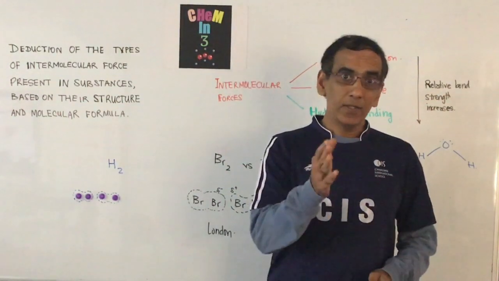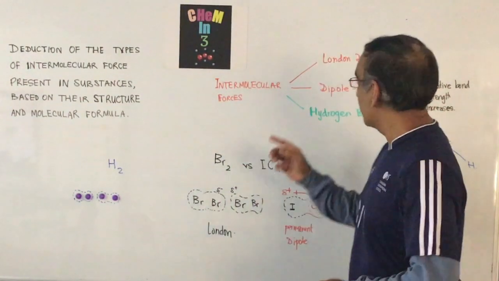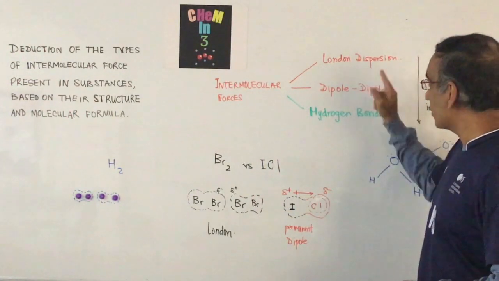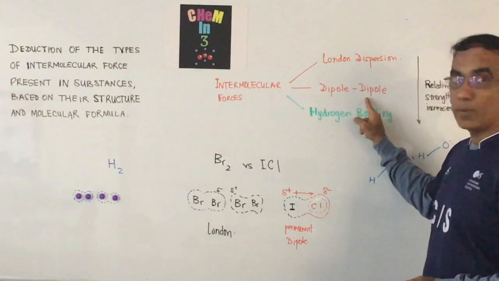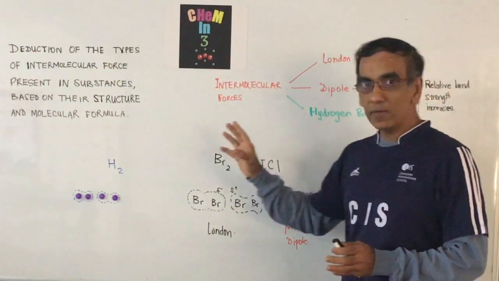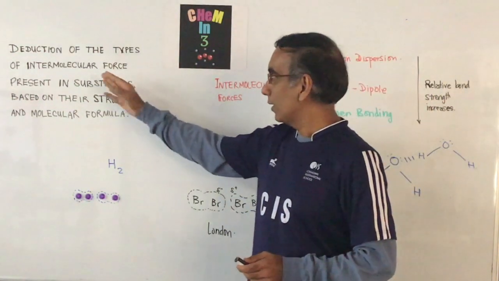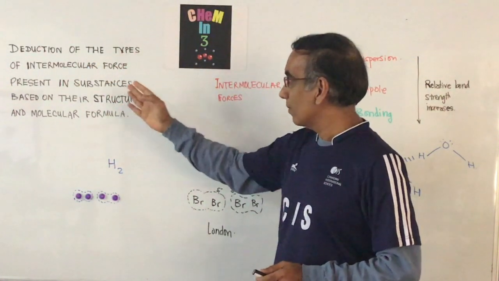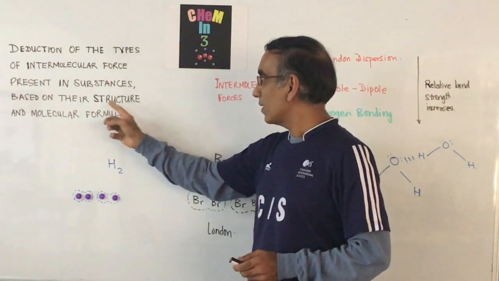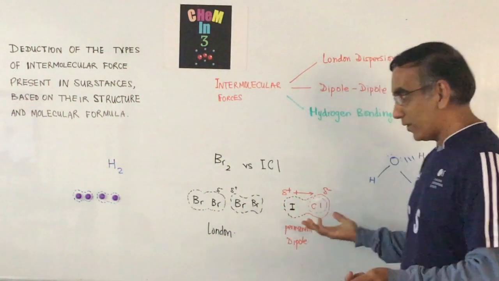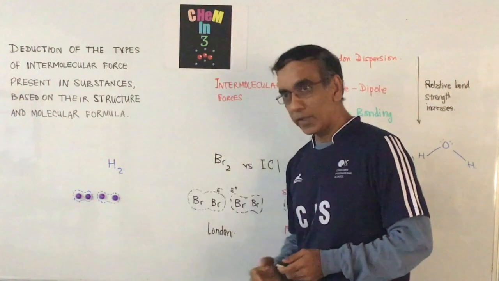Welcome again. Today on Chem in 3, we look at 3 types of intermolecular forces: London dispersion forces, dipole-dipole forces, and hydrogen bonding. Looking specifically at this application, the deduction of the types of intermolecular force present in substances based on their molecular formula. So let's take a look at hydrogen, for example.